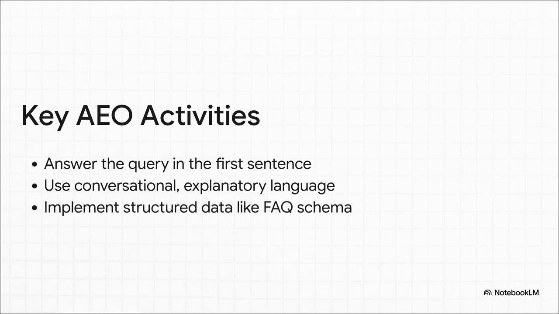The strategy for AEO is actually pretty simple. First, you answer the question right away. Don't bury the lead. Just put the answer in the very first sentence. Second, write like you talk. Use conversational language because that's what a voice assistant needs to read out loud. And finally, use structured data like FAQ schema to basically put up a huge neon sign for the search engine that says, hey, the answer you're looking for, it's right here.